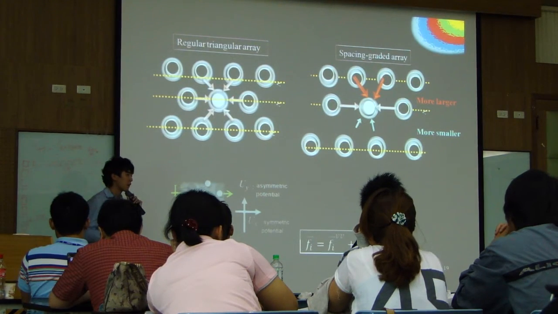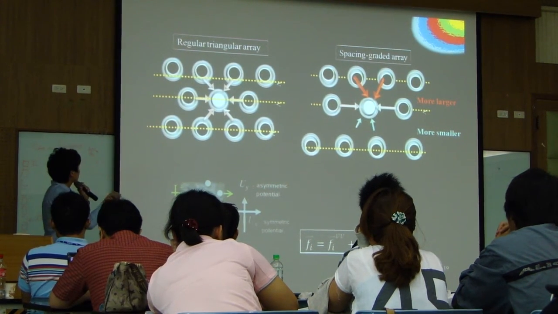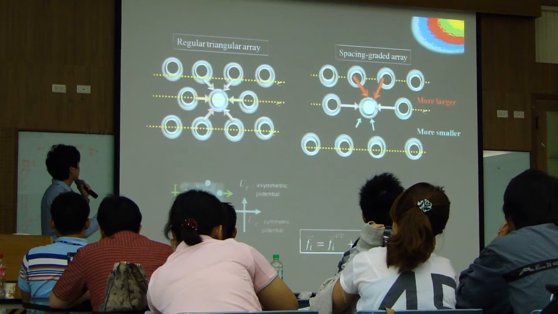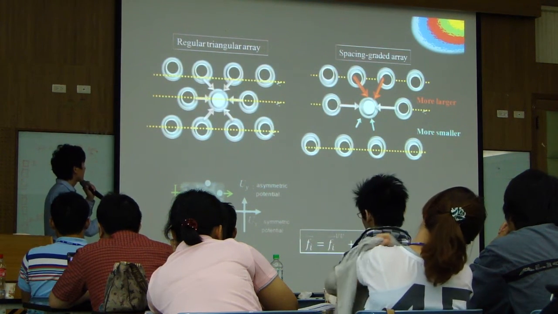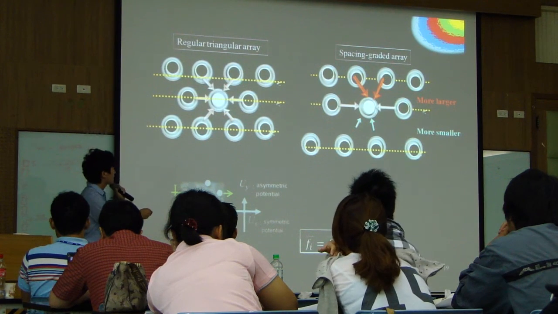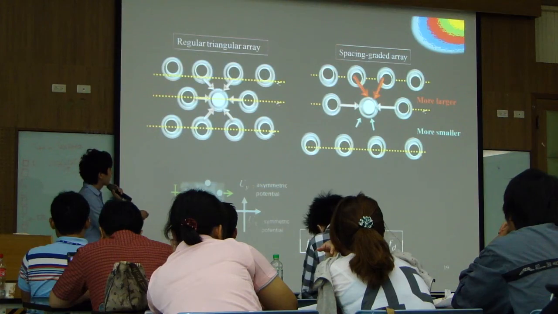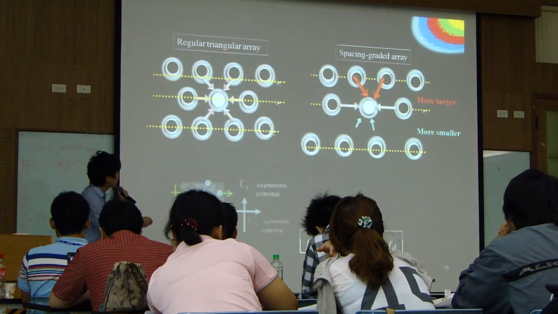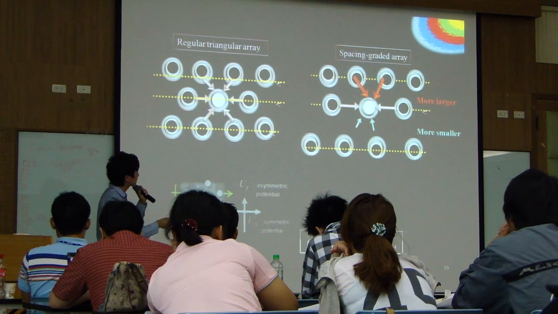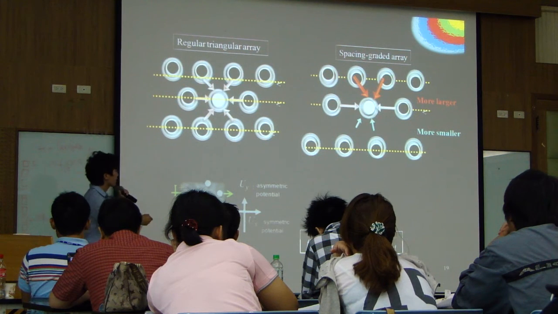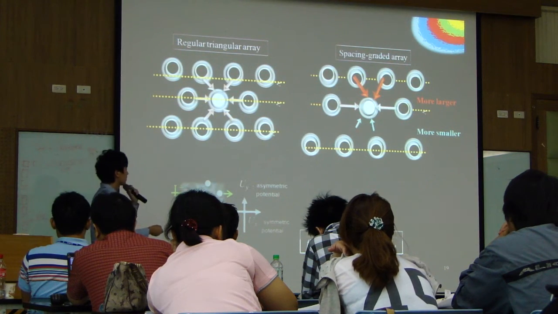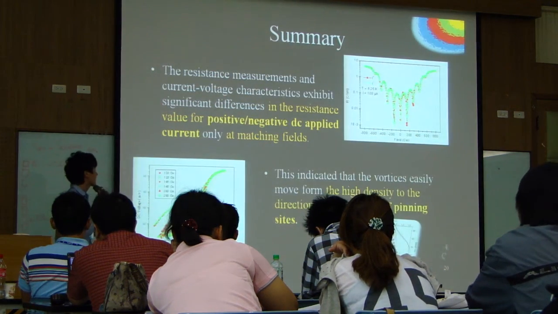And we try to explain why. In a regular triangular array, the interaction between a vortex and its neighbors will be the same. But this is a space gradient array, our fabrication. The interaction between vortices in the x-axis will be the same, but in the y-axis it won't be the same. It's larger at the top and smaller at the bottom. So the vortex will tend to move from the top to the bottom, from the high density to the low density.